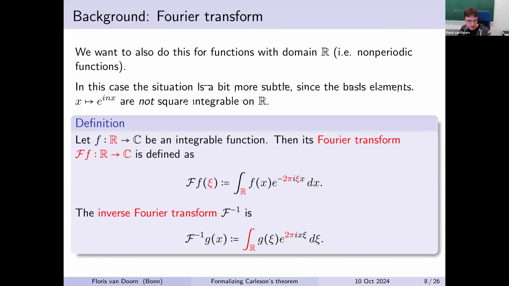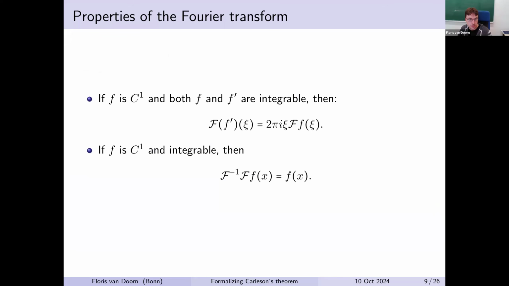Yeah, and so the Fourier transform still has some quite nice properties, at least if your function is nice. So if your function is continuously differentiable, then the Fourier transform behaves very well. For example, if you take the Fourier transform of the derivative of your function, then that is just the Fourier transform of the original function multiplied by xi and some constants, some complex imaginary constant.